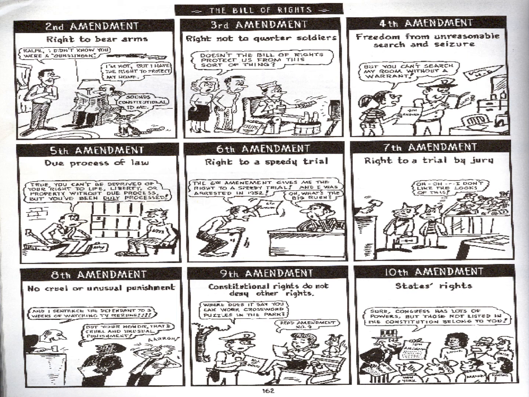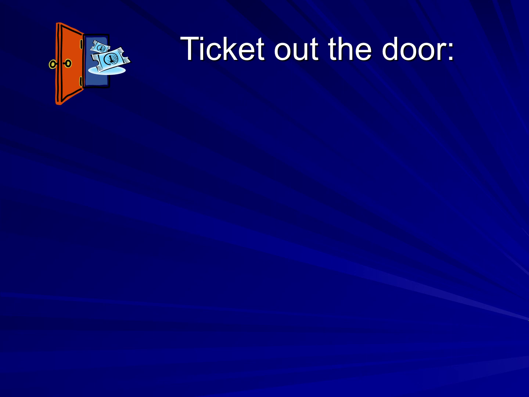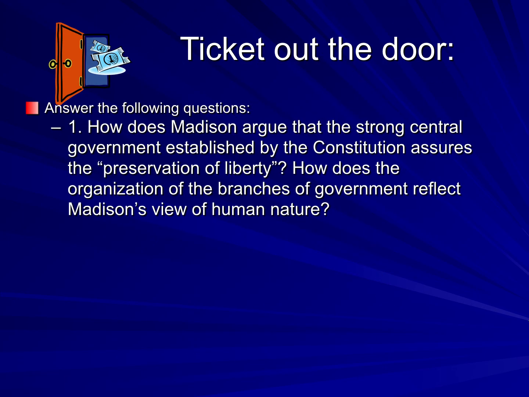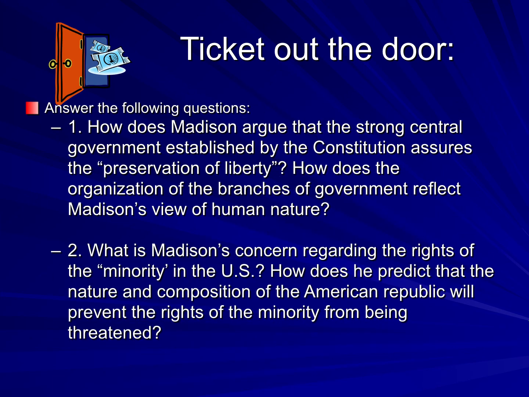And that is it. You only answer the following questions, also in the Google Doc. Question 1: How does Madison, who also wrote Federalist 51, argue that a strong central government established by the Constitution assures preserved liberty? How does the organization of the branches of government reflect Madison's view of human nature? Question 2: What is Madison's concern regarding the rights of the minority in the U.S.? How does he predict that the nature and composition of the American Republic will prevent the rights of the majority from being threatened?